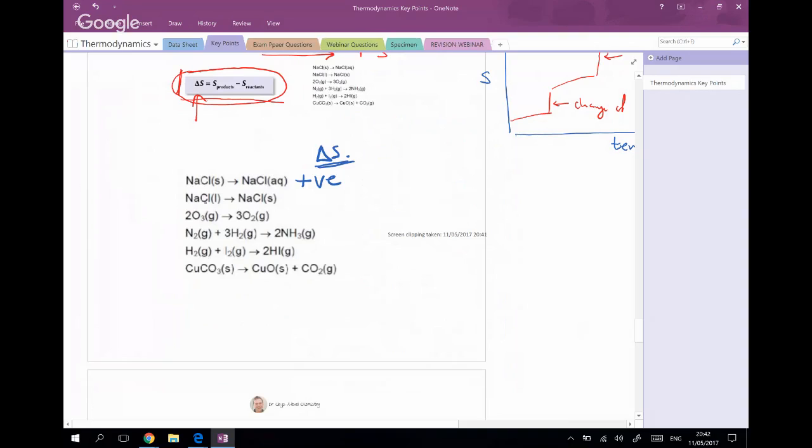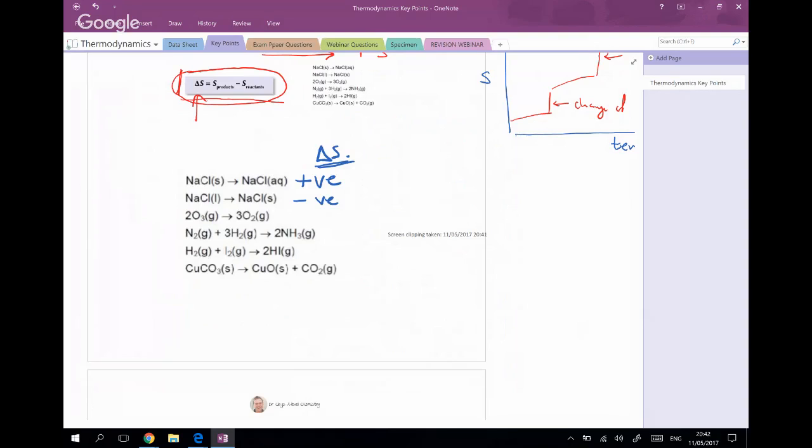Liquid sodium chloride to solid sodium chloride, and we will see that this is negative. On 2492, I'll take that question in just a moment. I'll just go through these entropy changes and talk about that in a minute.